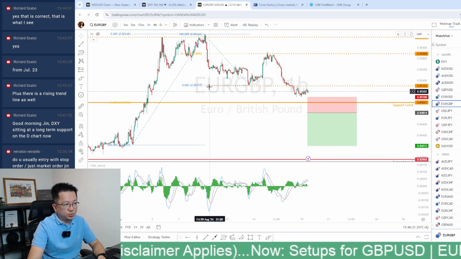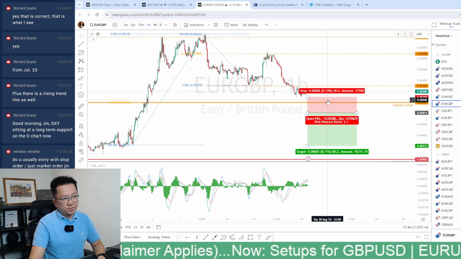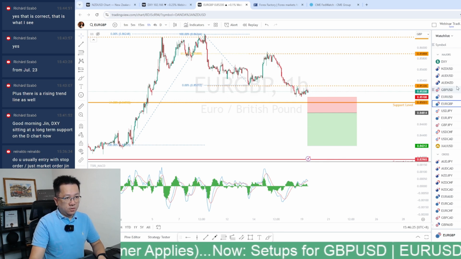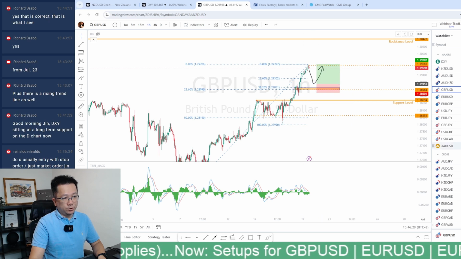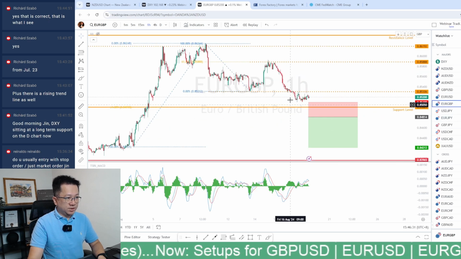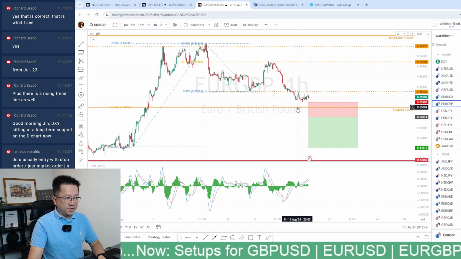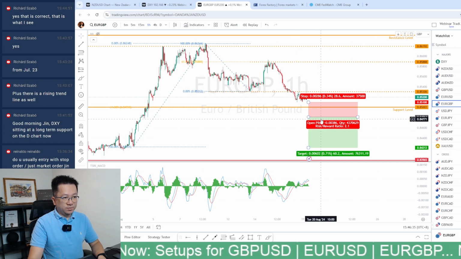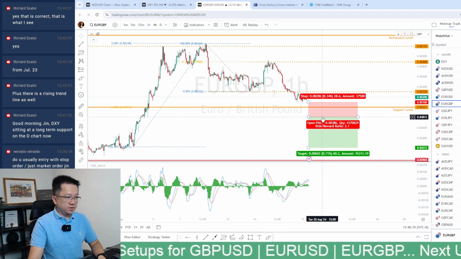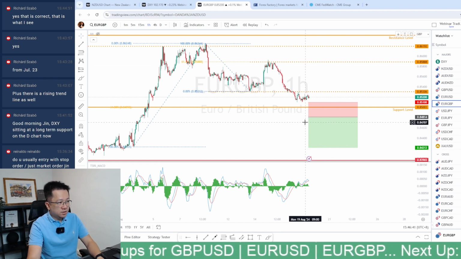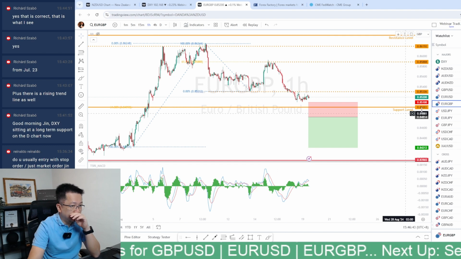Right, that's driven by if we see the euro dollar push down, or we see the pound dollar sit there and push up, then we could see the euro pound break that support, give it a bit more space. 8480, stop loss 30, take profit 60 to the downside.